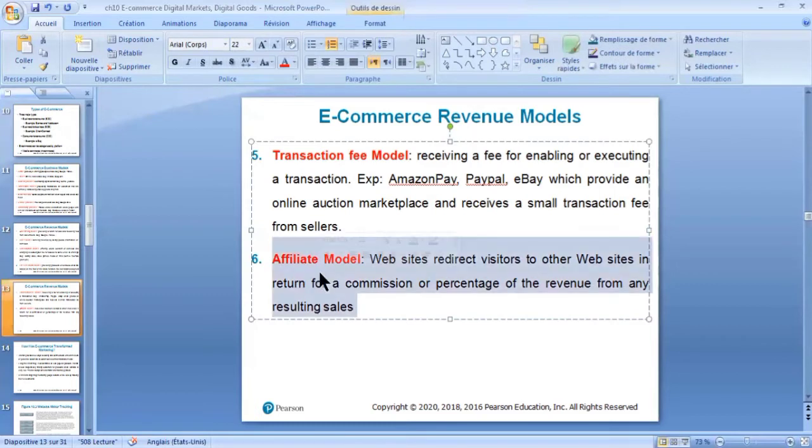وفما الافيلييت موديل، انه هذايا في الموديل هذايا الويب سايت يعمل redirection of the visitors to another website in return for a commission ولا percentage من revenue from any resulting sales. يعني وقت اللي تدخل للفيسبوك ويعمل لك ريديريكسيون، ولا للجوجل يعمل لك ريديريكسيون لسيت معين وتدخل السيت هذاك تشري منه، فالسيت هذاك يعطي commission للي عمل الريديريكسيون كيما الفيسبوك ولا جوجل. هذايا it's another model to generate revenue from internet. اوكي. هما برشا، ولكن هذوما اهم.